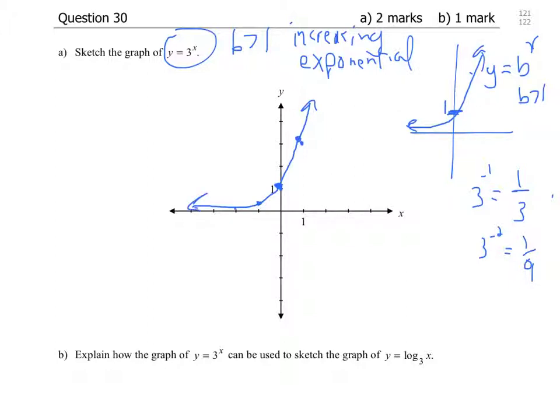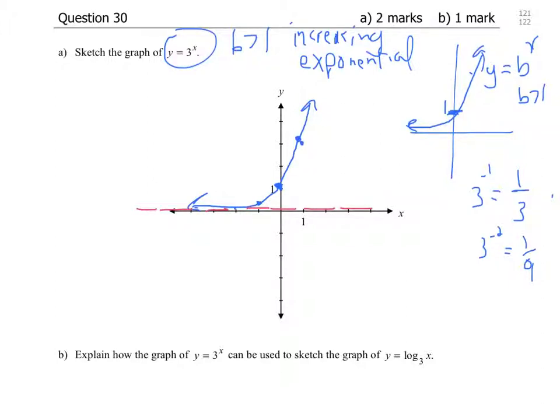It's important to note, and some people don't draw this in, but I like to put it in, that we have a horizontal asymptote right on the x-axis. So our x-axis acts as a horizontal asymptote. So I think this is all we need for the first question.